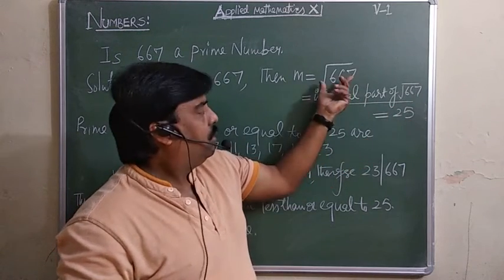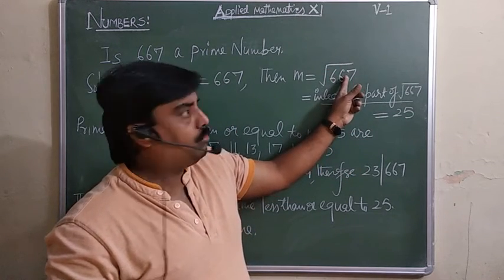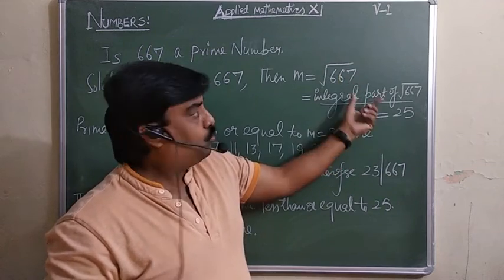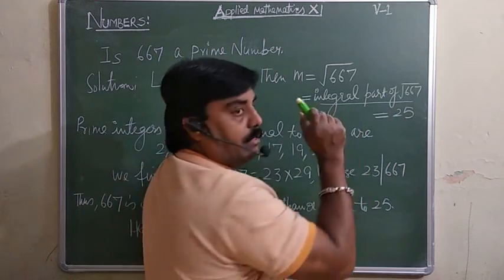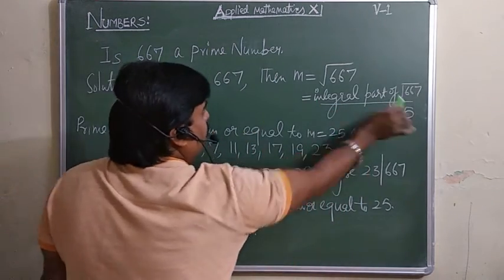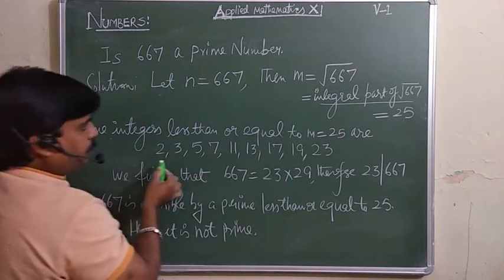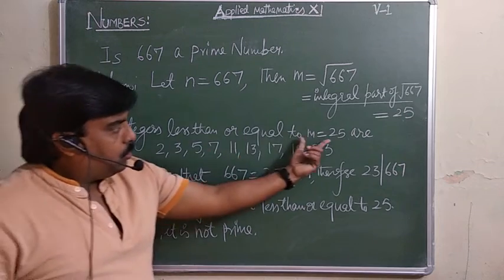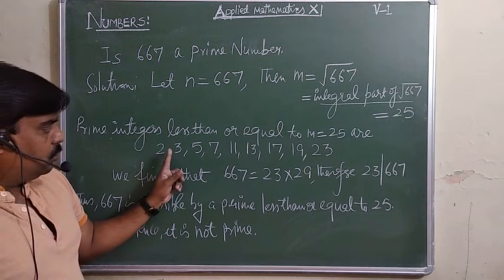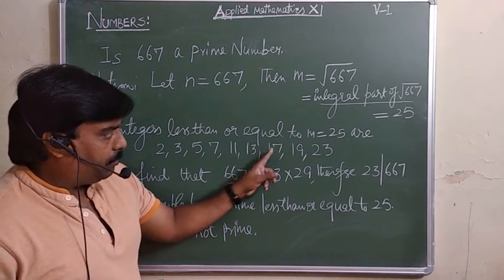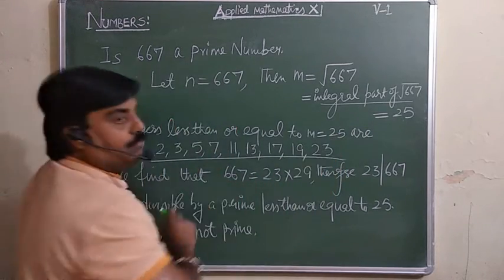What we have to do is take the square root with a number whose square is equivalent to the radicand. So 25 is the closest; the square of 25 is very close to this one. We will take the integral part, remember, 25. Now the prime numbers which are less than or equal to 25 are what? Look, the prime numbers are 2, 3, 5, 7, 11, 13, 17, 19 and 23. These are the prime numbers which are less than or equal to 25.